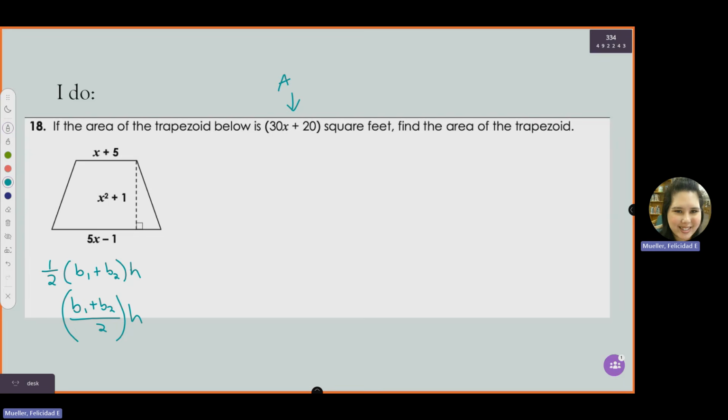For those that want to know, no, I did not look at this problem before I started working it. So we're going to do 30x plus 20 is going to be equal to 1/2 times x plus 5 plus 5x minus 1, multiplied by x squared plus 1. Oh, dude, how lovely this is.